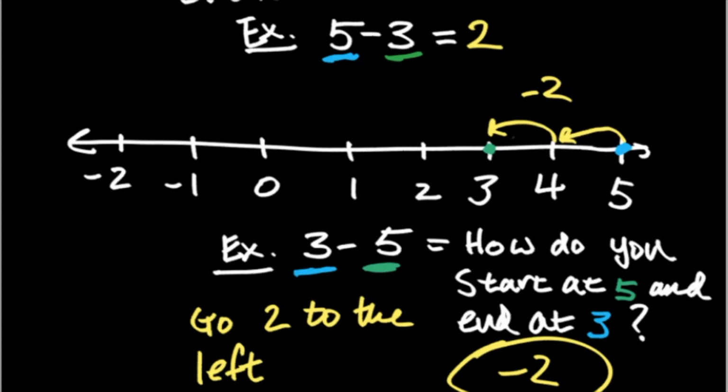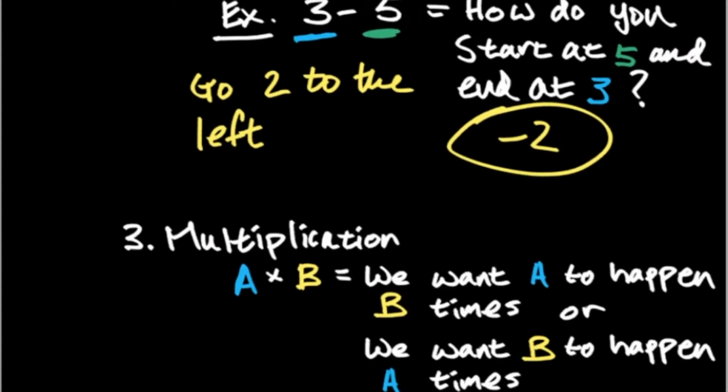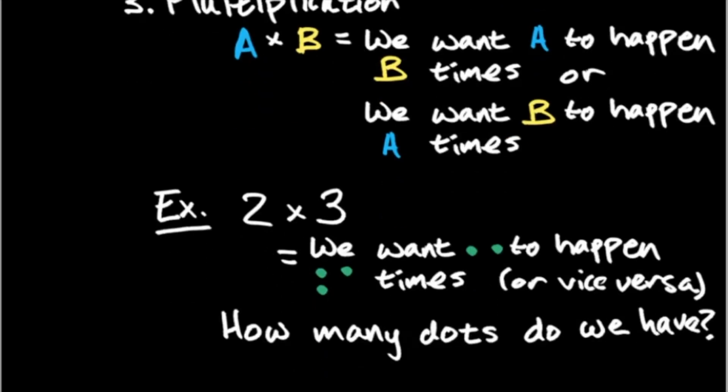So the next thing is multiplication. Just to simplify it, a times b means we want a to happen b times, or you can think of it as we want b to happen a times. Commutative property, they mean the exact same thing. So looking at an example over here, 2 times 3 means we want 2 to happen 3 times, or vice versa, we want 3 to happen 2 times.